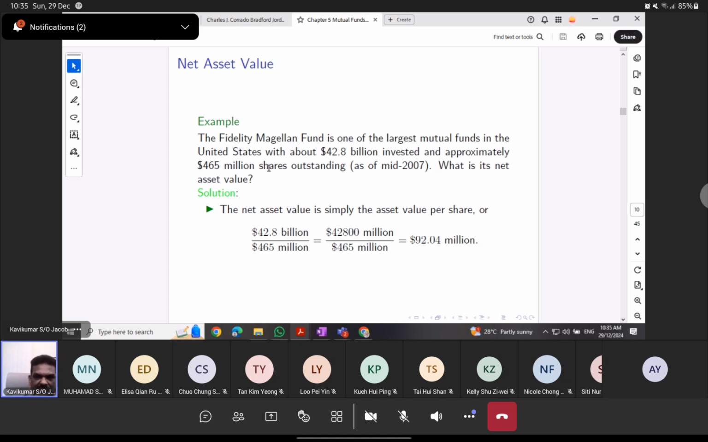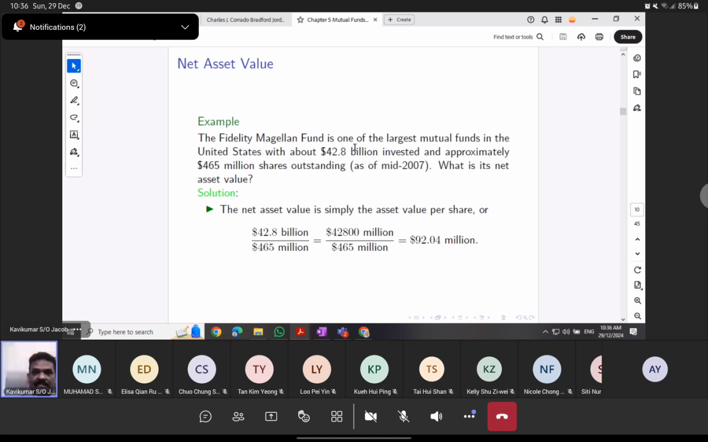Okay, we can see one more example. The Fidelity Magellan Fund is one of the largest mutual funds in the United States, with about 42.8 billion invested and approximately 465 million shares outstanding as of mid 2007. What is the net asset value? This 42.8 billion, which is 42,800 million, divided by 465 million, gives 92.04 as the net asset value.